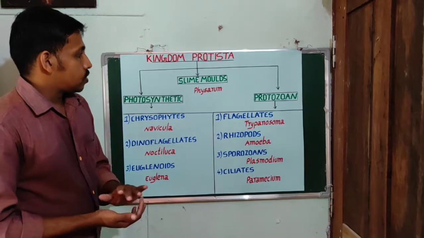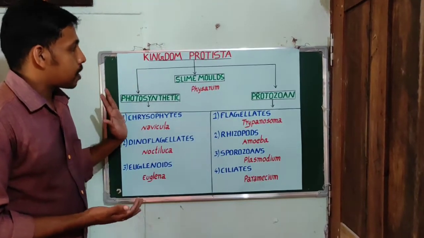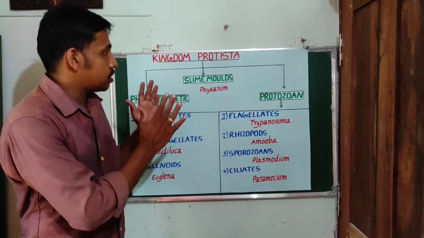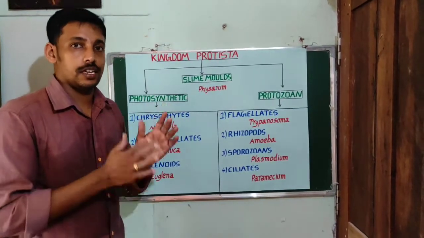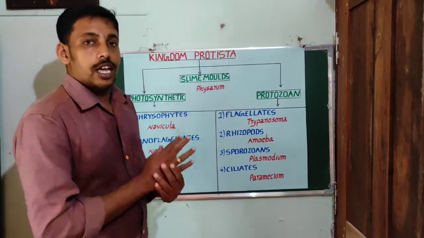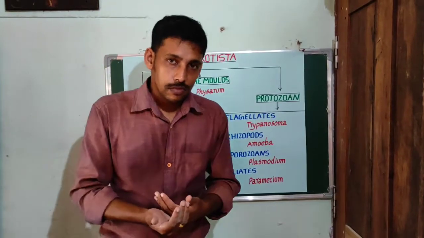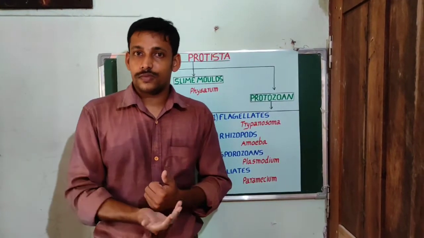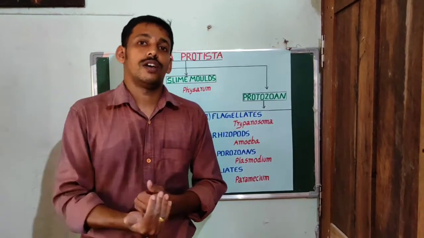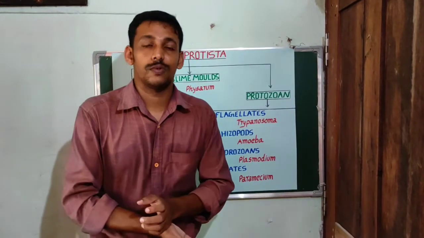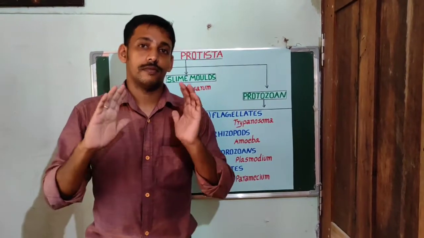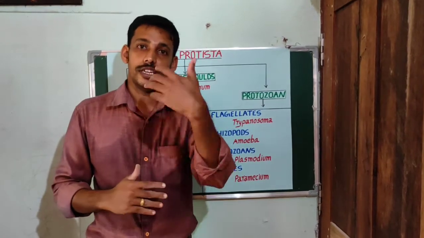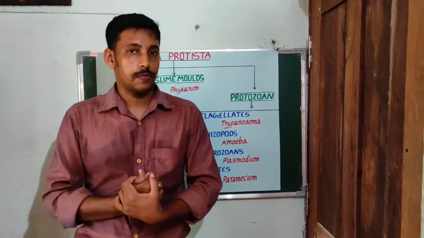So we are stopping here. This area is completed, the kingdom Protista is completed. In the next class, the next section, we will learn about the next kingdom, the kingdom of multicellular decomposers. That is what? The fungi, the kingdom Fungi. So today we are going to stop. In the next class, we will study about the kingdom Fungi.